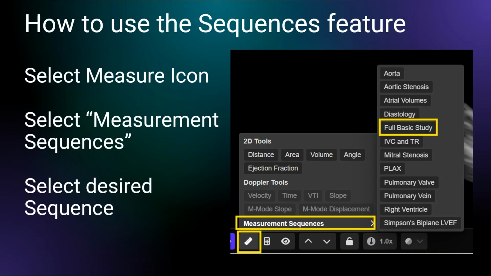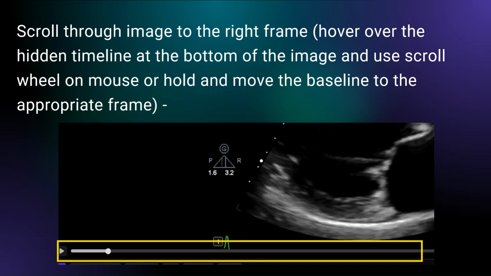As to how to use this feature, you select the measurement icon at the bottom of the page. Then from there you select measurement sequences, and then you select the sequence that you want to use. It will come up with a still image, but you can press play just to have a look and pick your points. You can also just use your scroll wheel when you hover over the timeline at the bottom of the page to get to the correct frame to measure.